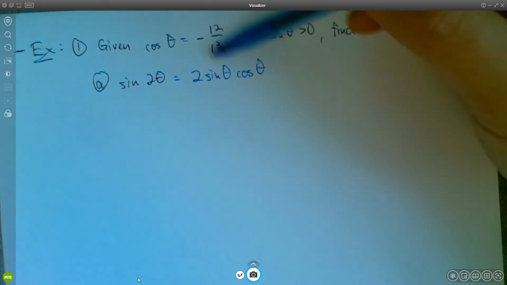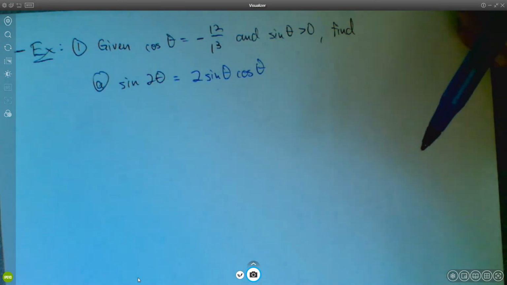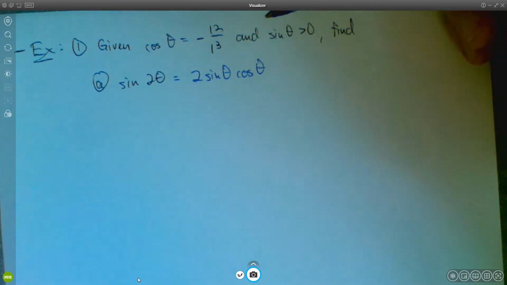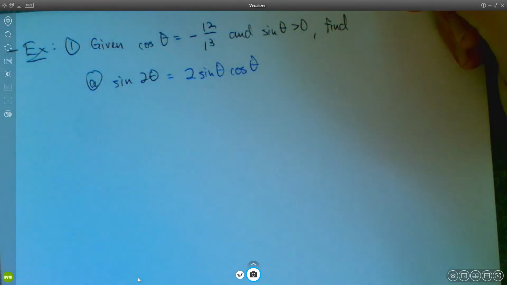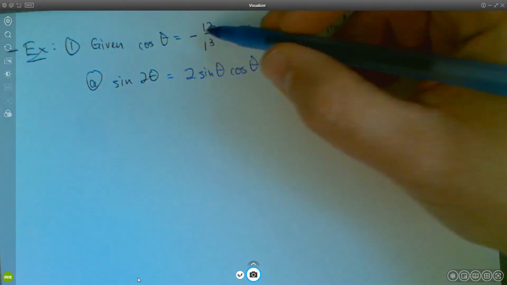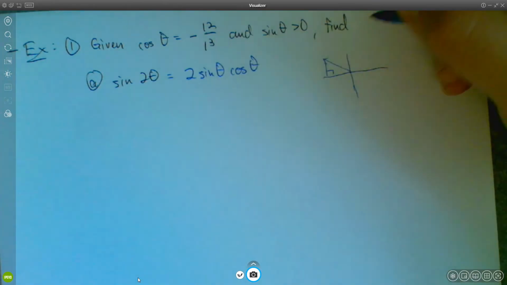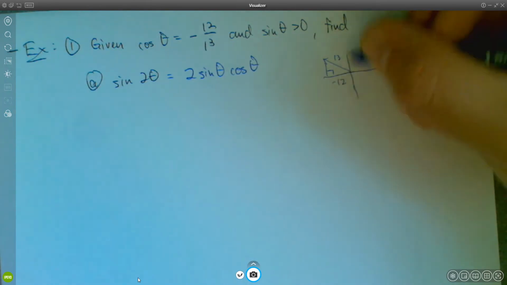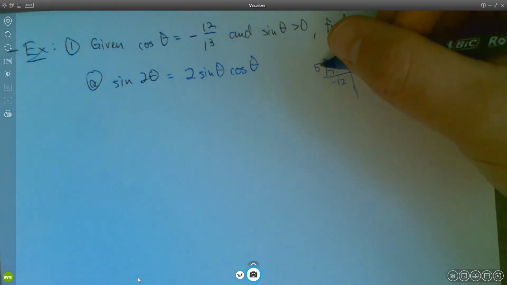You might recognize at this point that this 12/13 thing is part of a 5, 12, 13 triangle, which means that sine theta is going to be 5/13. And since sine is positive, it's going to be positive 5/13. But if that's too quick for you, draw the triangle. Cosine is negative, but sine is positive. That puts you in quadrant 2. 13, negative 12. Solve for the missing side. I promise you're going to get 5. And then you can see that sine is 5/13.